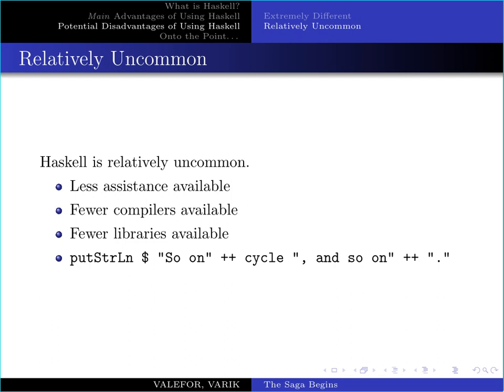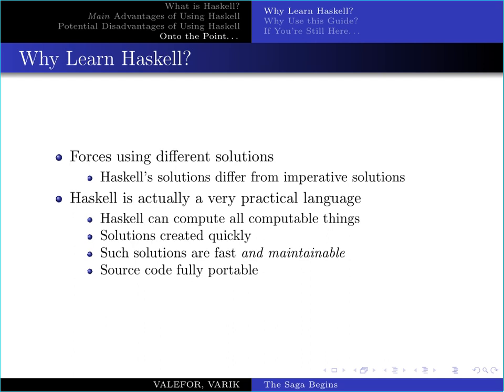Anyway, that uncommon nature is bad because you don't have as much assistance as you would with another language, because having assistance relies on having people there to assist you. You also have fewer compilers because, again, fewer people are there to make the compilers. And you have fewer libraries because fewer people are there to make the libraries. So on, and so on. On to the point of this introduction.